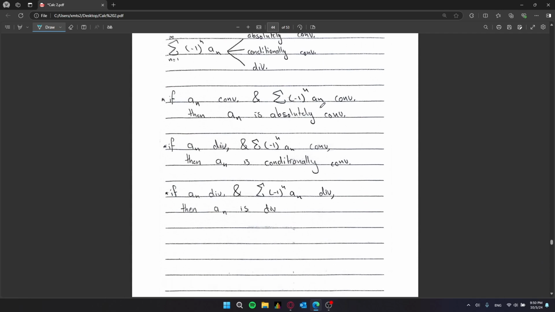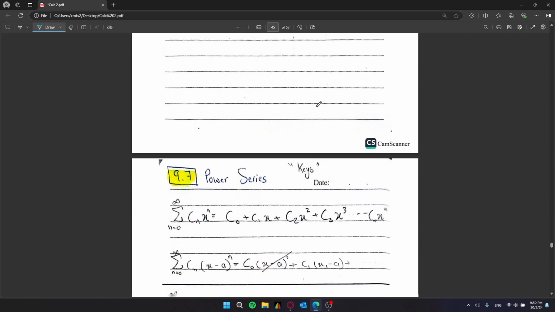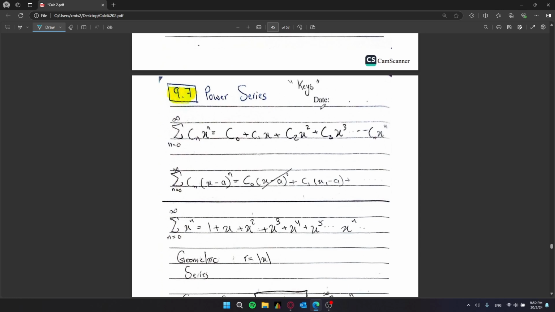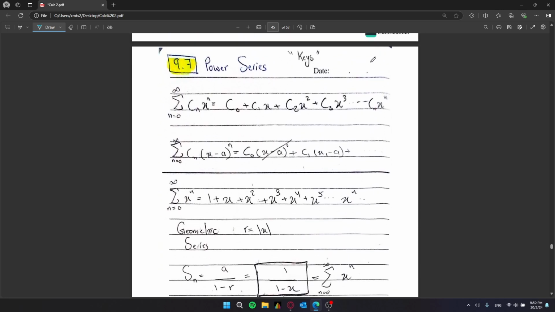Otherwise, it's just divergent. Now, let's come to the least fun part of the series lessons. So the series are like everything after 9.1, and you can include 8.7 as well in that. Now, power series are a way to determine if a series is convergent or divergent, based on what you know from another series. What does that mean?